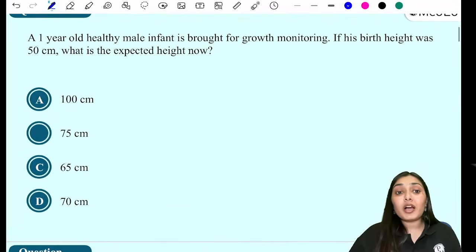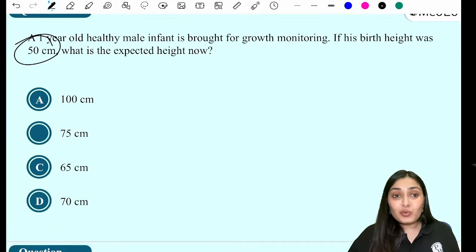We have a 1-year-old healthy male infant who is brought to your clinic for growth monitoring. If his birth height was 50 centimeters, what is the expected height now? 100 centimeters, 75, 65 or 70 centimeters? Very straight away, very factual question, right? So we all know what is the average length at birth. The average length at birth is nothing but 50 centimeter.